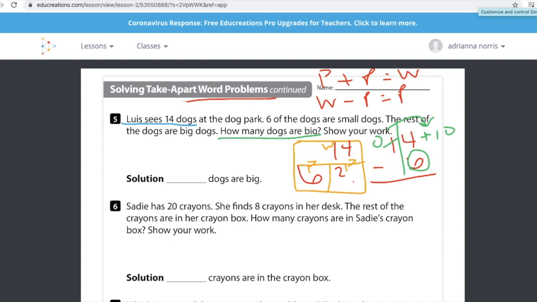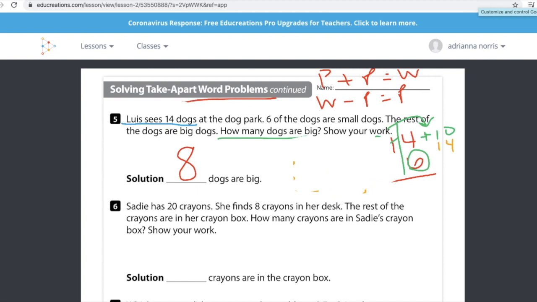Now my 4 turns into 14. Now I can subtract. 14 minus 6 is, let's put 14 in our brain, 6 on our fingers, and count backwards. 14, 13, 12, 11, 10, 9. Your answer should be, dun, dun, dun, 8. There are 8 big dogs.